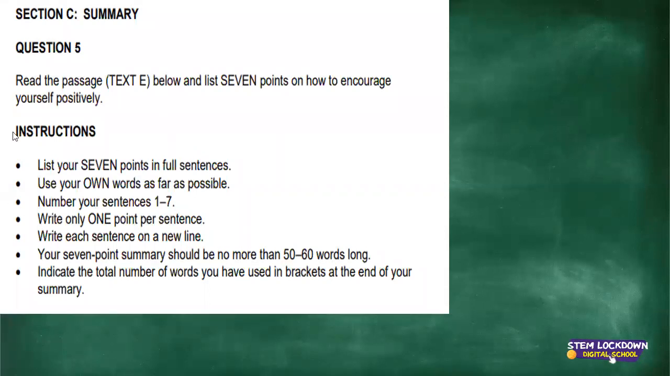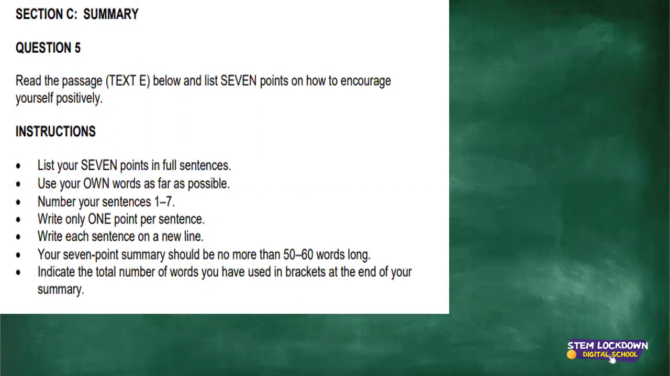All right. So I want you to imagine yourself writing an exam, and you are on section C and you are asked to write a summary. Remember, I told you to bring your book or pen and paper because today we are going to be doing a little bit of writing, okay? So imagine yourself being in the exam room and you are answering section C, question 5, okay? Question 5 says, read the passage text E below and list 7 points on how to encourage yourself positively, okay?